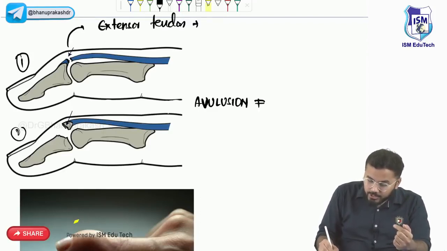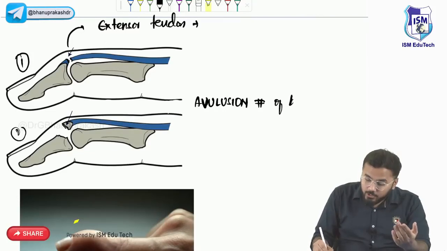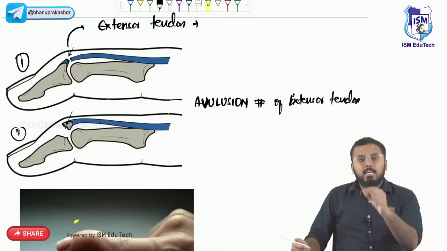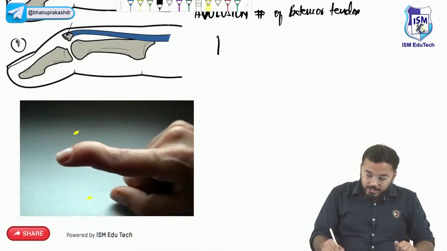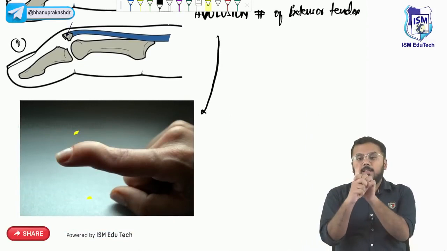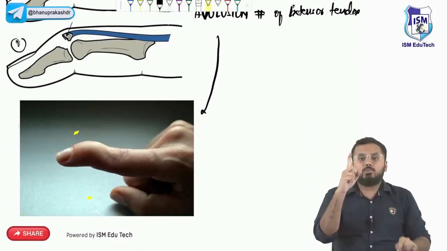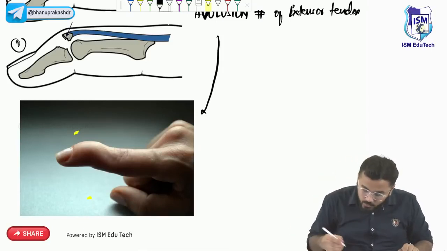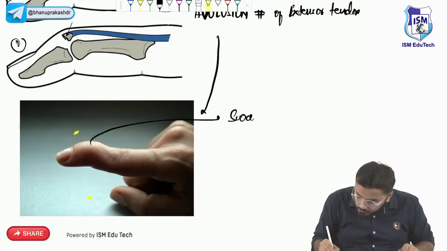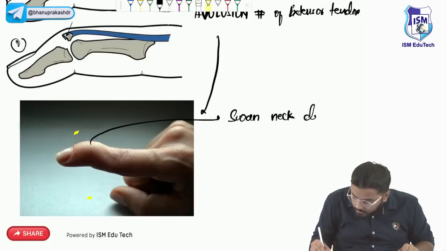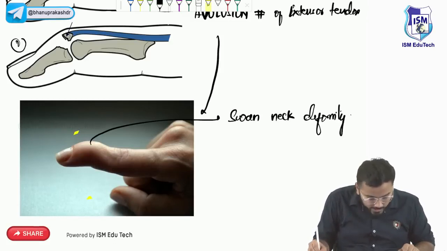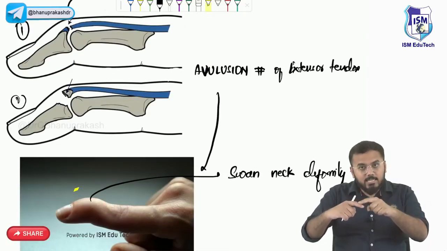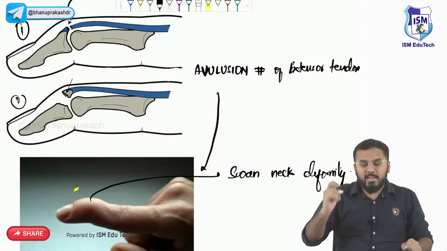Avulsion fracture of what? Avulsion fracture of the extensor tendon. Such type of fracture, when you look at the patient's finger, it looks like this. This is called swan neck deformity. Like a swan neck, the finger is positioned. So avulsion fracture of the extensor tendon is leading to swan neck deformity.